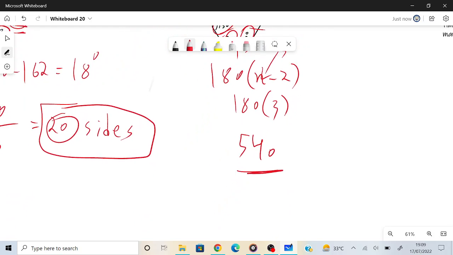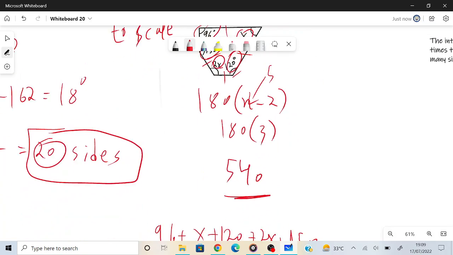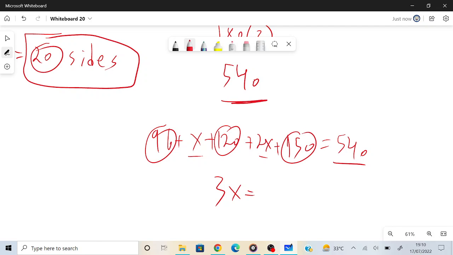Now, writing that out, I can make an equation. I can say, okay, 96 plus x plus 120 plus 2x plus 150, because these are all the angles that are inside that polygon, and these need to give me 540. If I collect my like terms, I know x plus 2x is 3x. 3x equals 540 minus 366, because 96 plus 120 plus 150 is 366, and 540 minus 366 is 174.